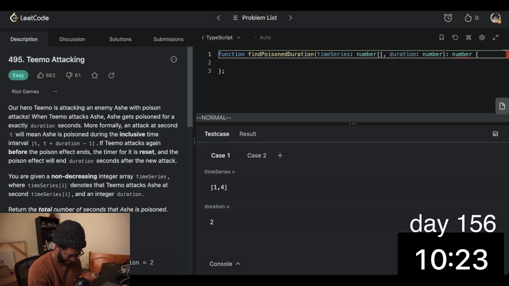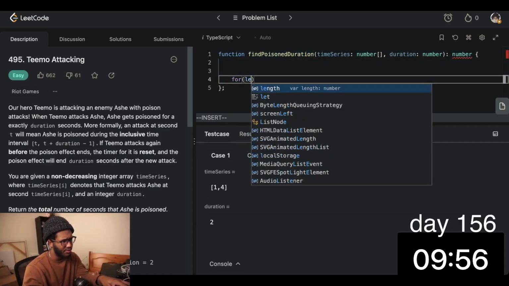our current t is less than, I think just less than, there are going to be some off by 1 errors here, I know, is less than the last time Ashe was hit. So I think that could work.